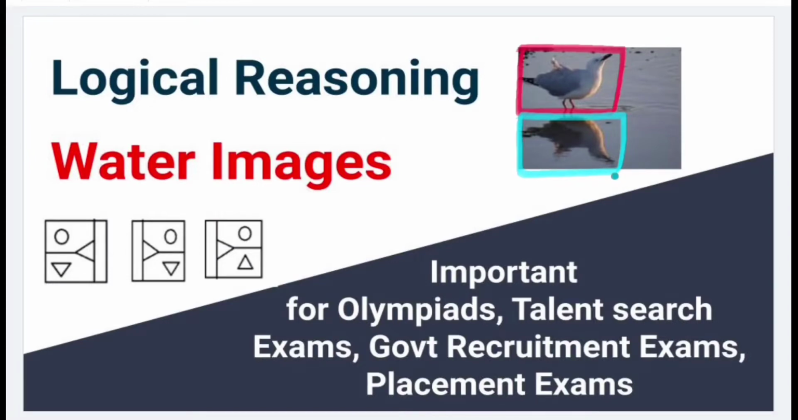The water image of any object is the vertically inverted version of its real image. In the real image, the beak is on the top right corner of the square, whereas in the water image, the beak is positioned at the bottommost right corner of the square. So, to get the water image of any object, we have to vertically invert it. Based on this concept, many questions are asked in various talent search and placement exams. We will practice all such questions in this video.